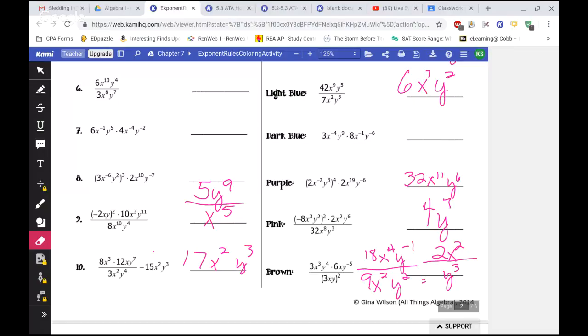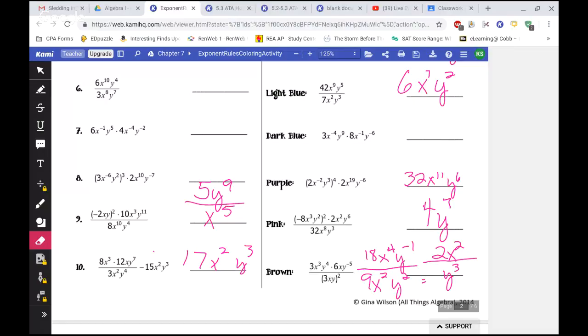So, for example, number 7 is the same thing as dark blue. So you would color the number 7 dark blue. Let me see. Yeah, actually they are. They're right across from each other and they're the same exact answer.